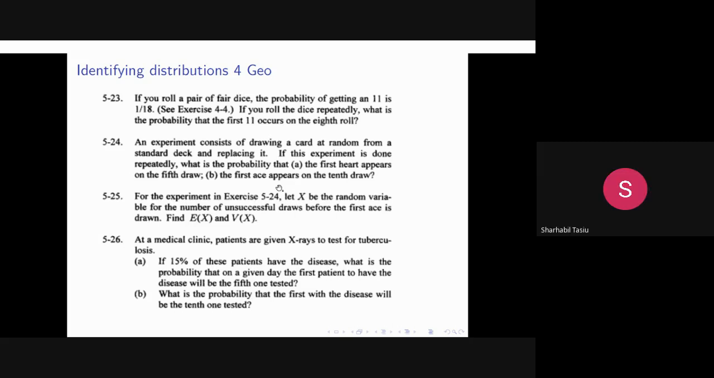And it will be easy. It will always be easy. The probability of success will not change because we are replacing the card. Okay, I'm so confused there. I think I mixed it up. If we were not replacing the card, we'd be subtracting.